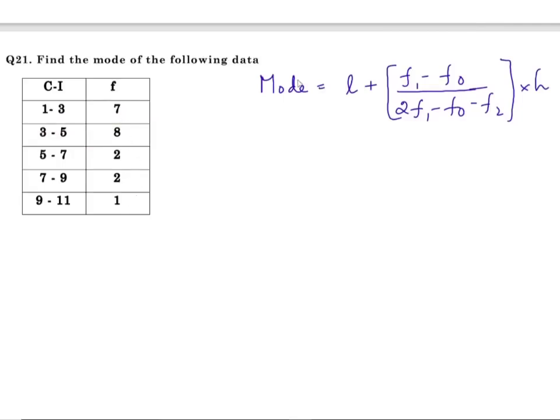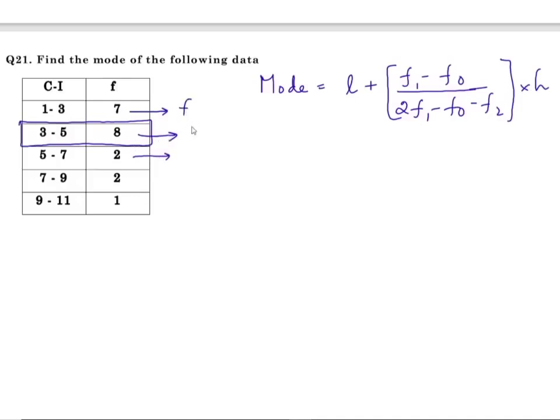In the given frequency distribution, what is the highest frequency here? It is 8. So mark the class. It is the modal class. Now draw an arrow mark like this, above and below the maximum.